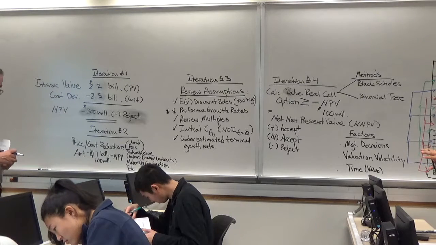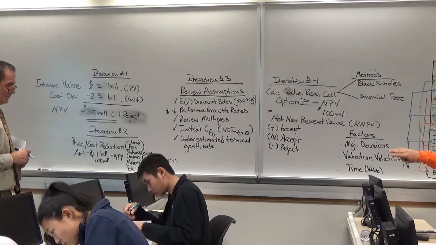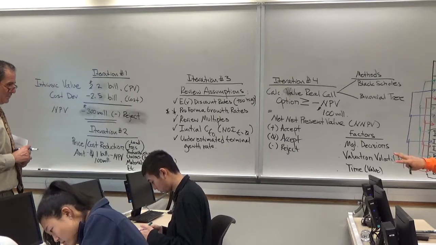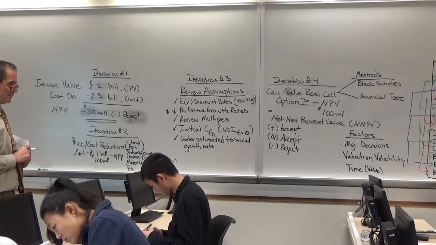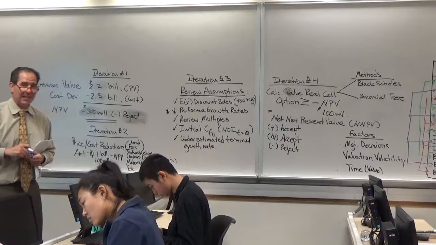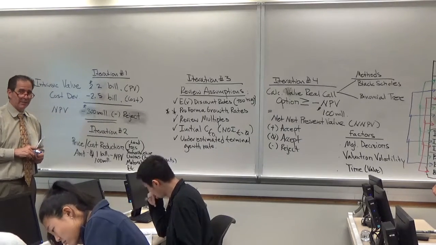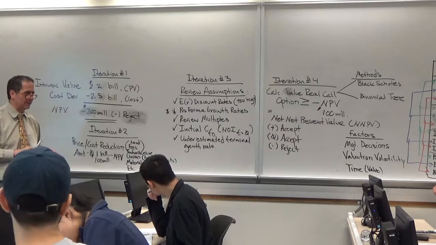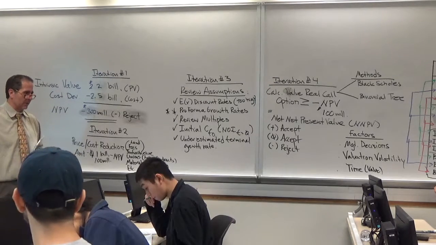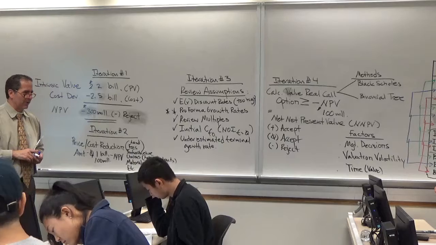I have a question. Let's say we did the first iteration and it came out accepted. Do they stop there and not do anything else? Yeah, you're done. But it's got to be significant, can't be close. What they'll probably do is update all of the assumptions over the years of the construction to make sure that things don't change.